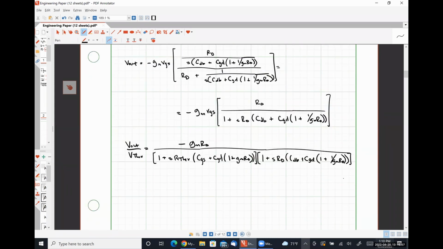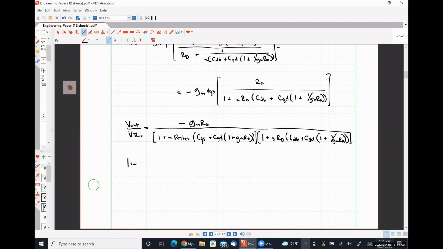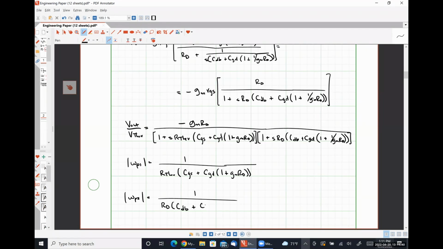So from this, omega P1 is 1 over R-Thev times CGS plus CGD 1 plus GM RD, and omega P2 is 1 over RD times CDB plus CGD 1 plus 1 over GM RD.